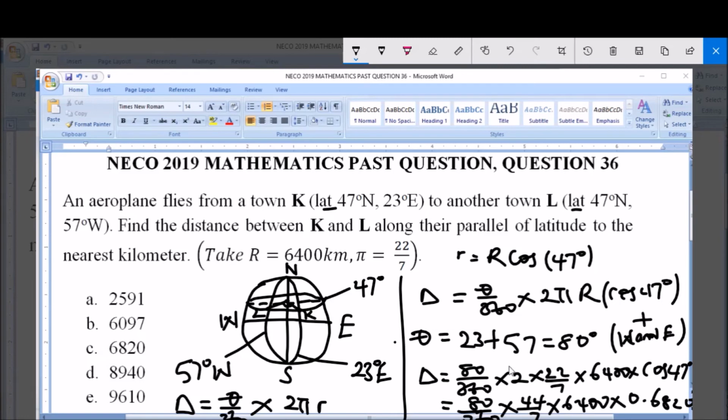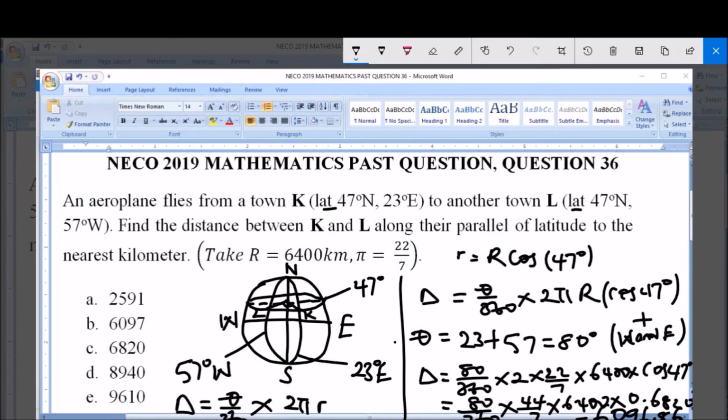Now when we carry out these calculations, that is 80 over 360 multiplied by 44 over 7 times 6400, then multiplied by 0.6820, the value of cos 47 degrees, it will give us 6096.86 kilometers when you evaluate it using your calculator.